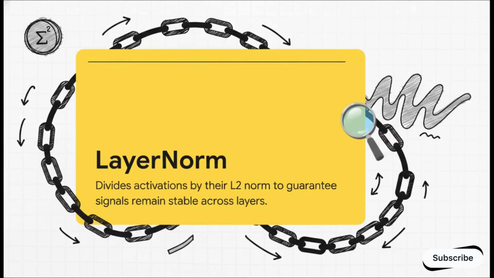We see this leash acting as an unbreakable chain in transformers with layer norm. Notice the variance term in the equation, sigma squared. It is fundamentally proportional to the squared L2 norm of the mean-centered vector. By literally dividing the activations by their own L2 norm, layer norm guarantees that the signals passing through your deep transformer layers remain perfectly stable and never violently explode.